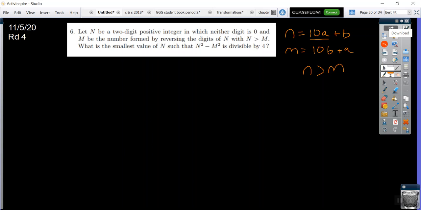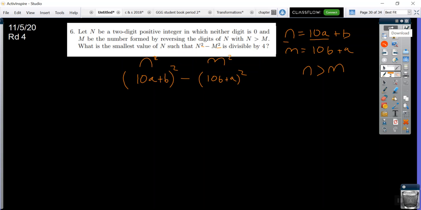And we want to know the smallest value of n such that n squared minus m squared is divisible by 4. All right, so I know that n is simply 10a plus b. And we're going to square that. Why? Because it says squared. And we're going to subtract the m value, and our m value is 10b plus a. And again, it says squared. So now we have to square this.